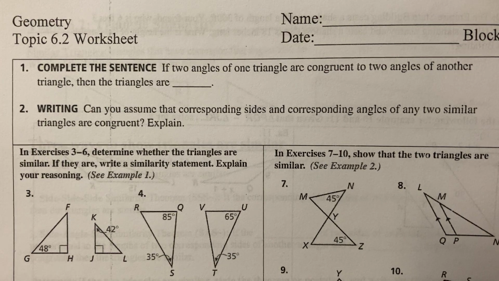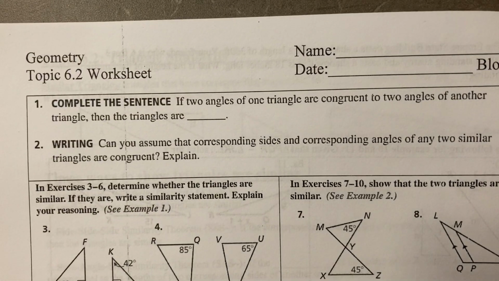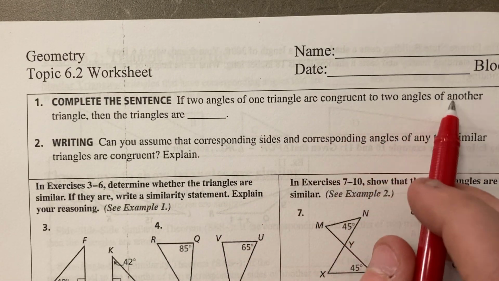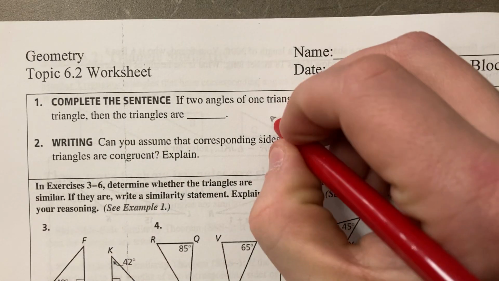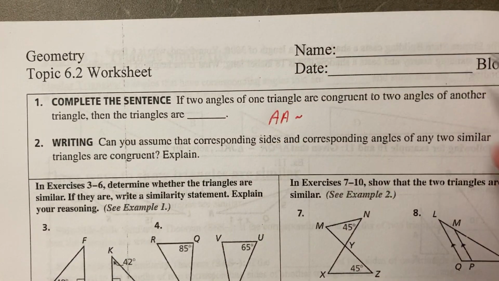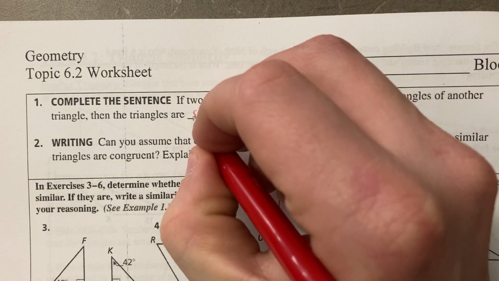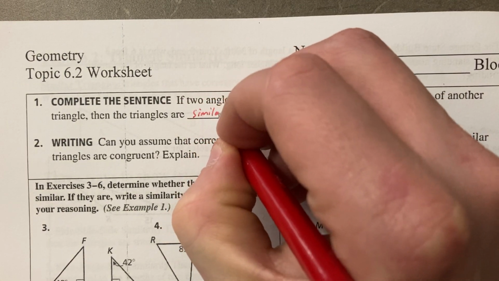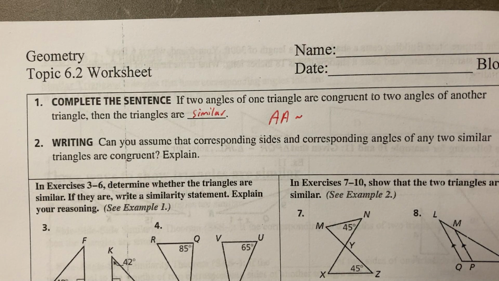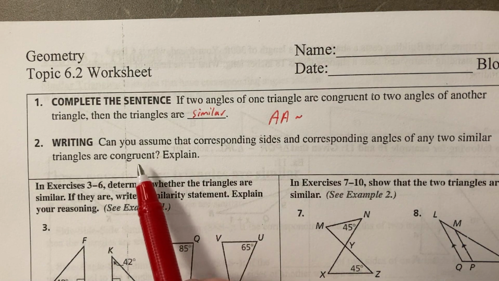Let's get started. If two angles of one triangle are congruent to two angles of another triangle, that is all you need to show that two triangles are similar. We call that angle. Two angles of one are congruent to two angles of another, similar.